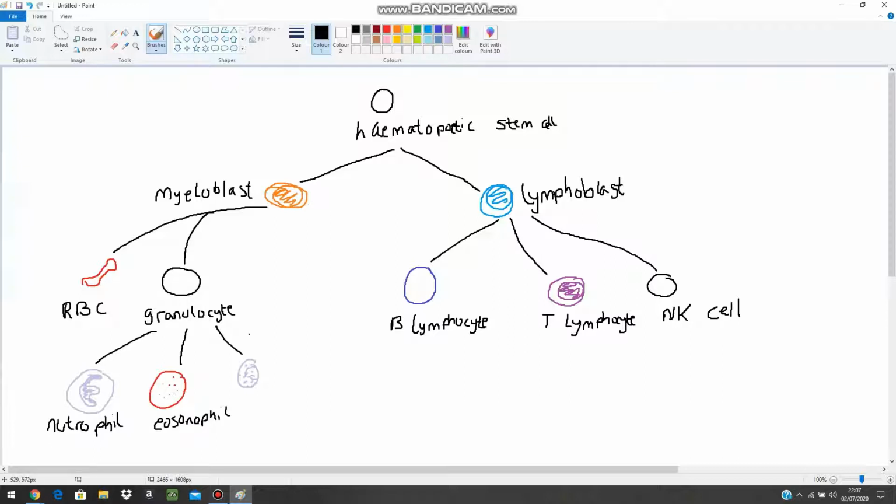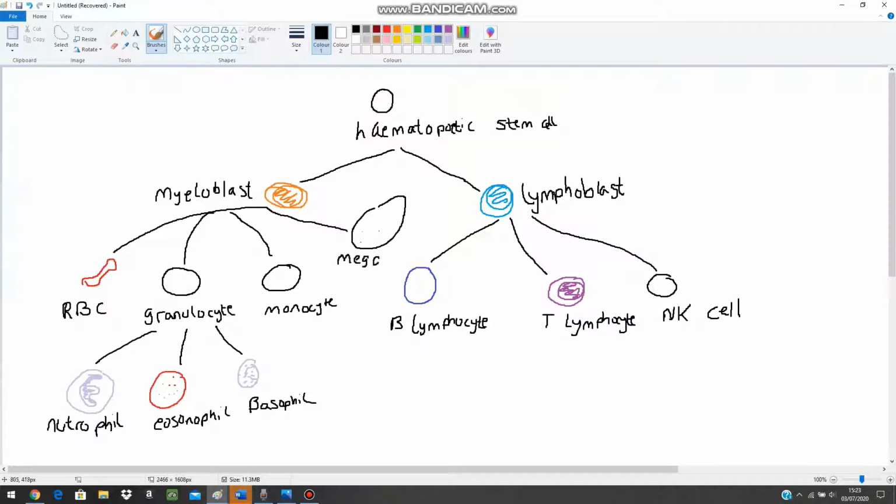They may go on to form the monocytes, the cells responsible for bridging the specific and non-specific immune system. And finally, they may go on to form the megakaryocytes, who are responsible for bursting and producing platelets, which are responsible for helping us clot and stop us bleeding.